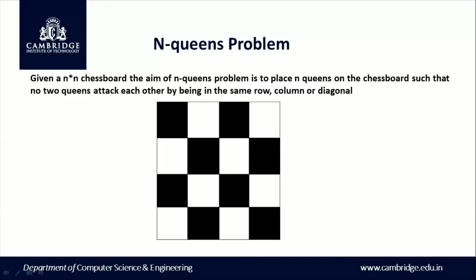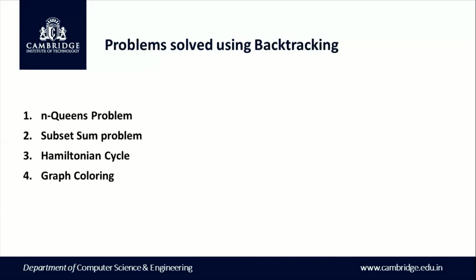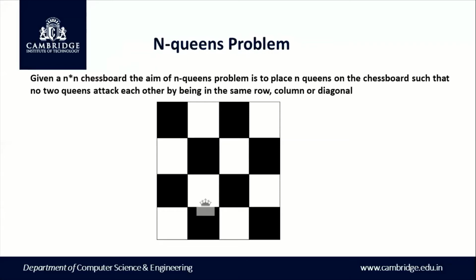Just to show you what the problem is about. Suppose I place a queen in a random position. Here I've chosen a random position and placed a queen here. So you're given an n by n chessboard; the size is 4 by 4 here. And the aim is to place 4 queens on this chessboard such that when you place a queen in a particular position, the next queen that you place should not be in an attacking position. What are the attacking positions? You cannot place another queen in the same row.